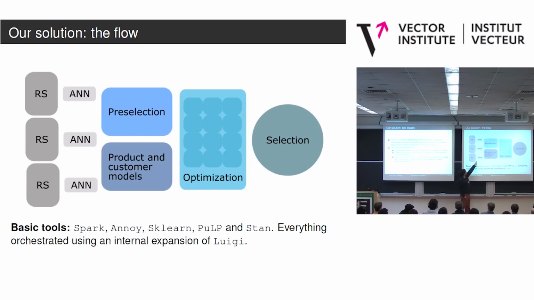For doing this, we use a mixture of Spark. Annoy is a piece of code that allows us to do this. Sklearn for certain models. Pulp is a package that allows you to describe easily linear optimization problems, and Stan for certain probabilistic models. And then we put this inside a flow orchestrated using Luigi, essentially. And it works.